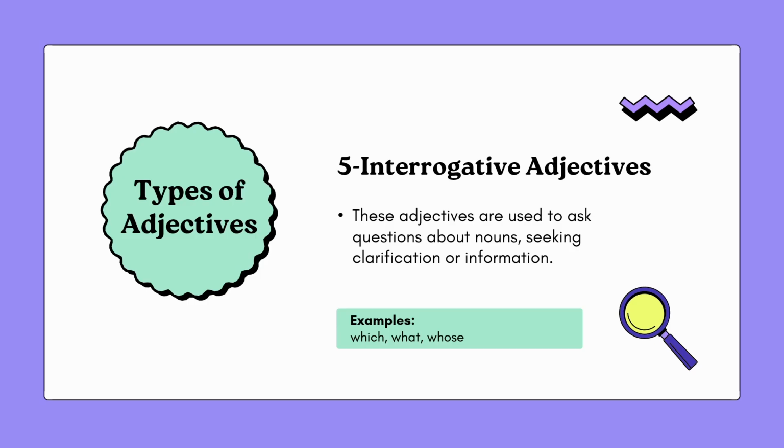Interrogative adjectives. These adjectives are used to ask questions about nouns, seeking clarification or information. Examples: what, which, whose. Which pen do you want? Whose book do you take? What is your name? Etc.